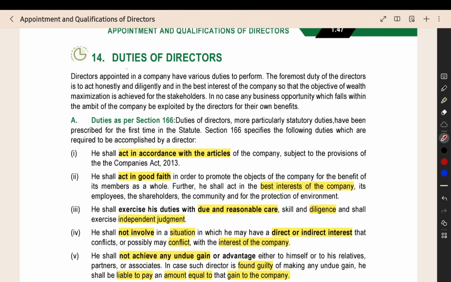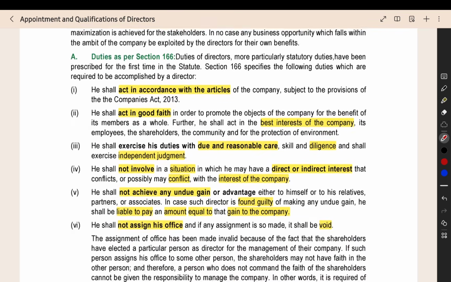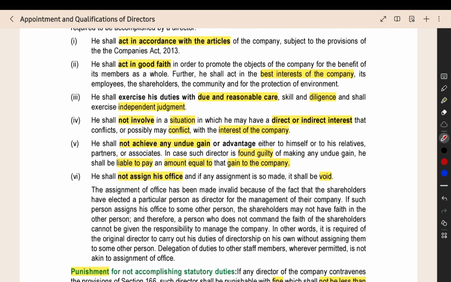This is the next topic, which is about the duties of directors. What are all the duties of directors? We already know them. They have to act as per the articles of association. They have to act in good faith for the best interest of the company. They have to try to bring profit to the company. They have to act with due and reasonable care. They should exercise their diligence, be careful, and use their independent judgment.